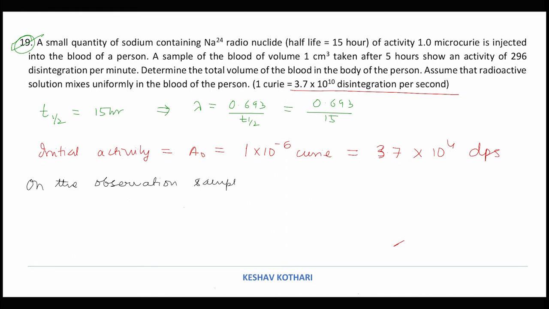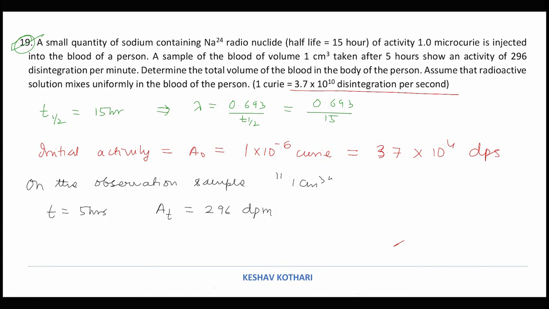Now the sample is of volume 1 centimeter cube. This must be kept in mind. So the question is saying after 5 hours, so t equal to 5 hours, it is showing an activity of 296 disintegrations per minute. So we can say that A_T is equal to 296 disintegrations per minute.